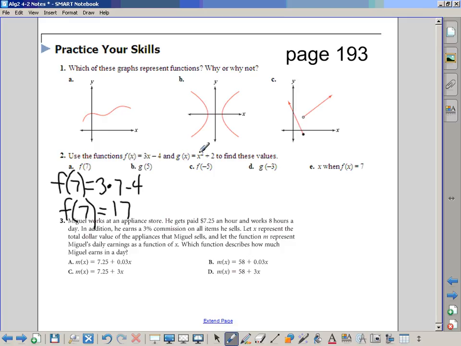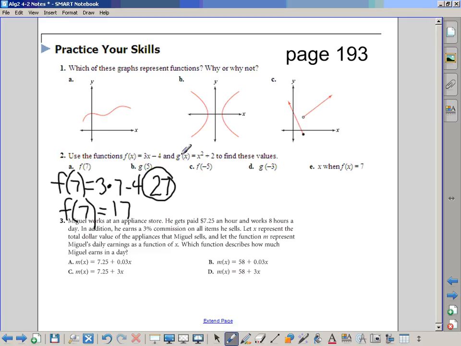B is similar. You plug g in. You plug 5 into the g formula in place of x. 5 squared is 25. 25 plus 2 is 27. That's going to be your answer to part B.